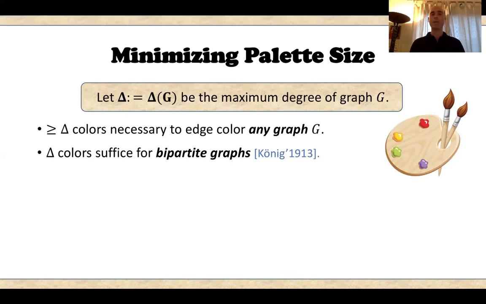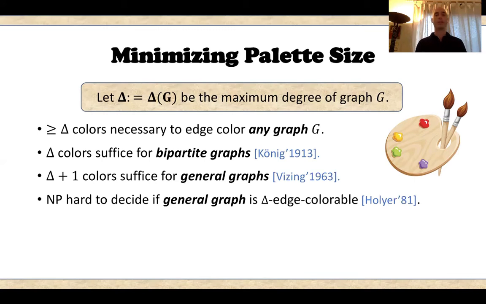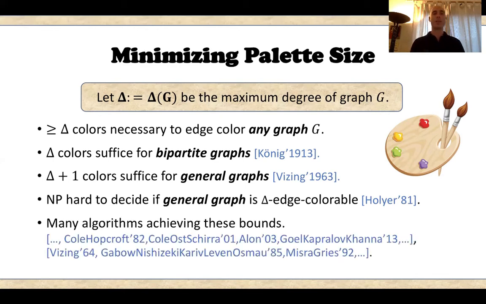Now for general graphs, i.e. non-bipartite graphs, this is not always the case. Think, for example, of a triangle. However, the next best thing is true, and due to Vizing's theorem, we know that delta plus 1 colors always suffice for general graphs. And in general, determining whether delta or delta plus 1 colors are necessary for a general graph is NP hard. On the other hand, on the positive side, a coloring using delta plus 1 colors, which is always sufficient, can be computed efficiently.